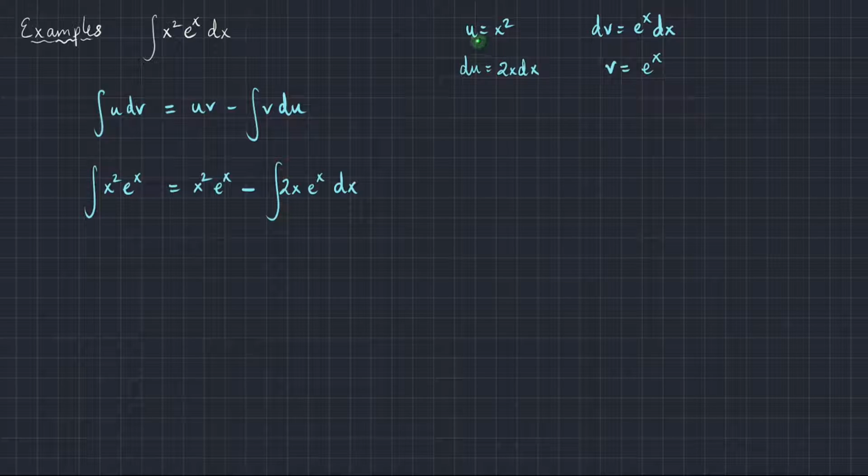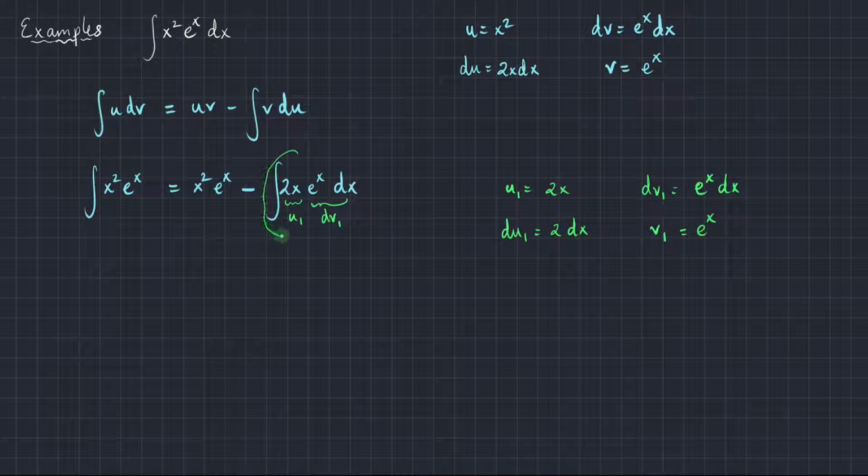This time, since we've already used u, dv, du, and v, let's define new variables. Let's call 2x as u1 and e to the x dx as dv1. So we have u1 equals 2x and dv1 equals e to the x dx. Differentiating u1, we have du1 is 2 dx, and integrating dv1, we get v1 is e to the x.